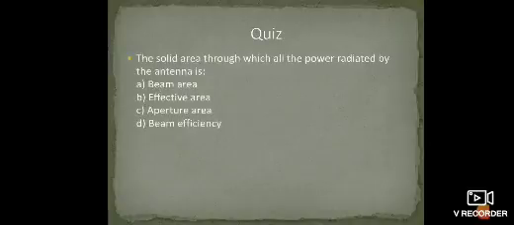the solid area through which all the power radiated by an antenna is going to be called as, first option beam area, second option effective area, third option aperture area, the fourth option beam efficiency. So please note this question. These are useful for our ESET examination.